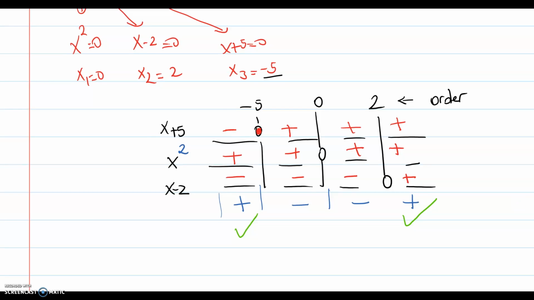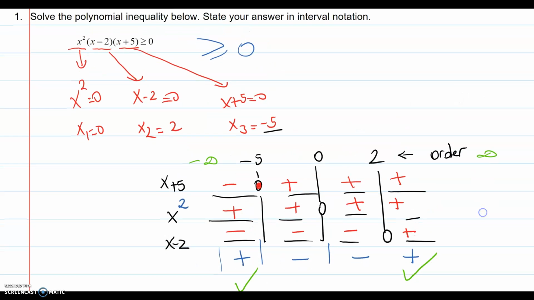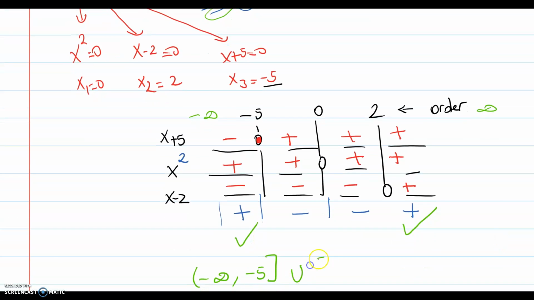How are we going to write that down? Remember, this interval will be -infinity to -5, and this interval goes from 2 to positive infinity. So then our solution here will be -infinity to -5. That will be a bracket, because we have that little line here, we need to include it. Union, we're going to go to positive infinity. So this is the sign chart one.